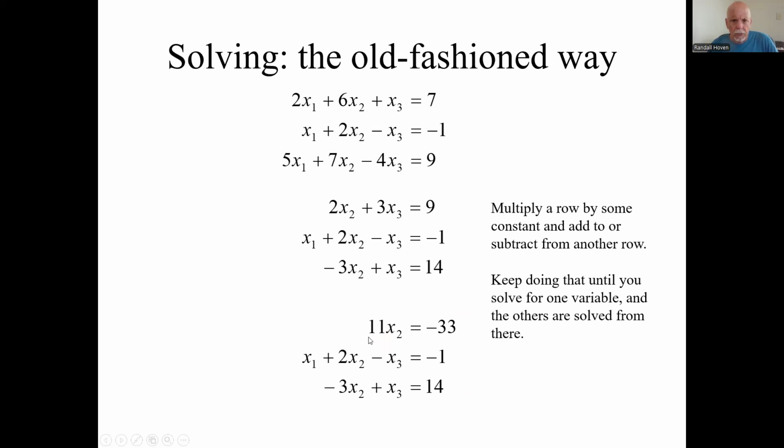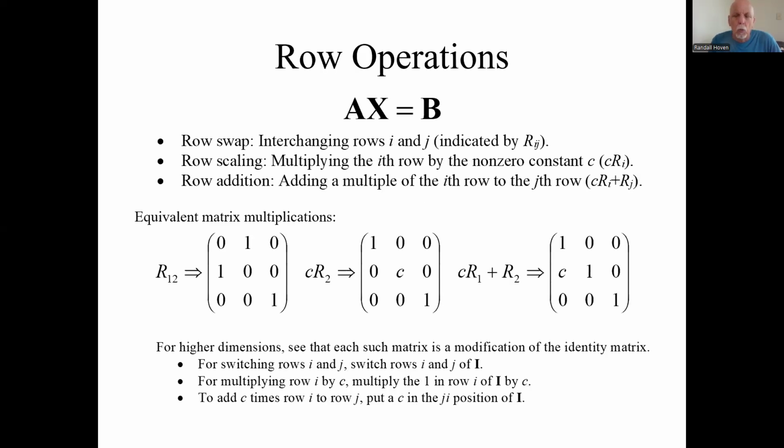But I could have got one of these equations down to just one unknown in it, so you can solve for that guy. And then once I have this x sub 2, I can solve for x sub 3 from this equation. And then once I have two of the three, I can solve for the third. It's kind of tedious. That's the old-fashioned way, maybe the way you learned it in high school. We're going to do something similar by doing row operations on matrices.